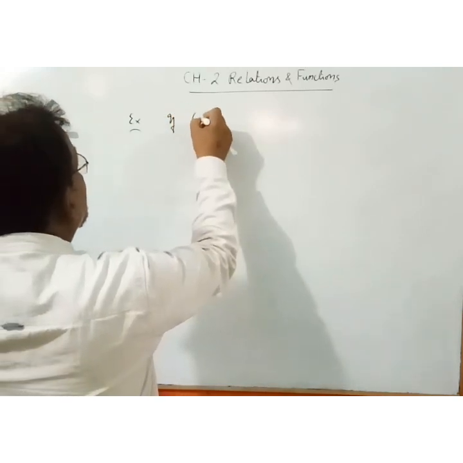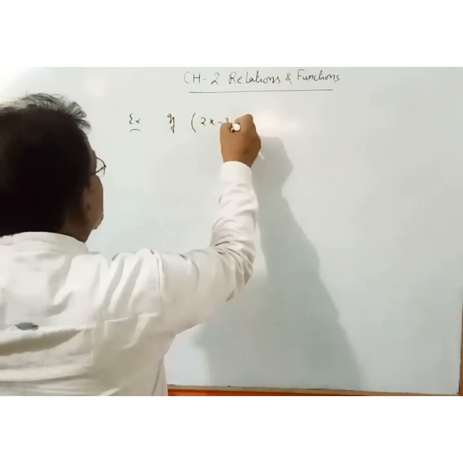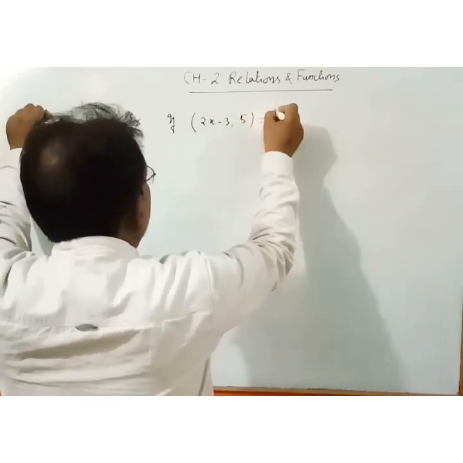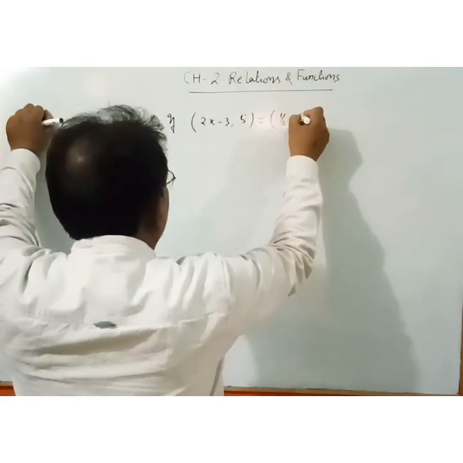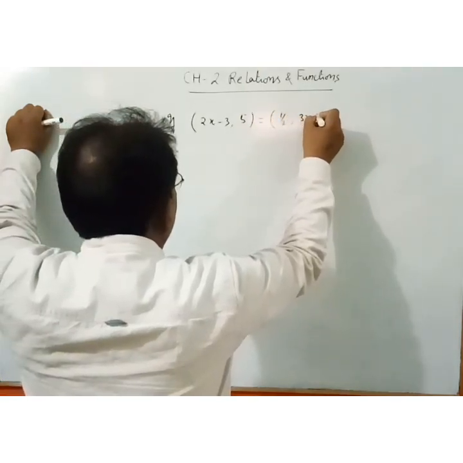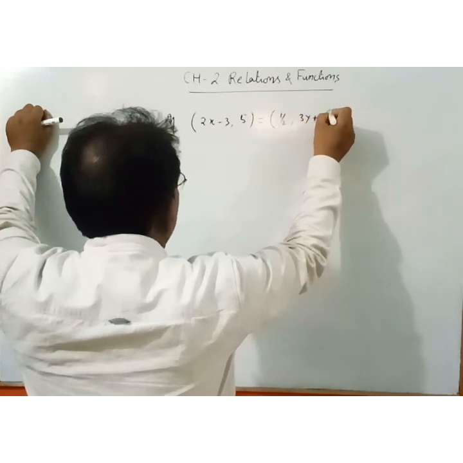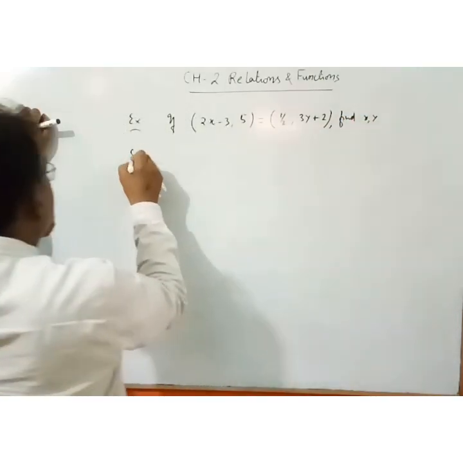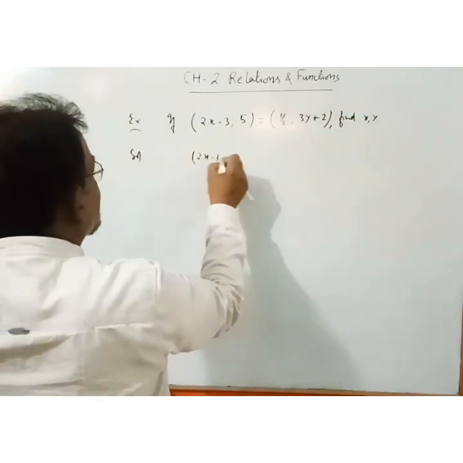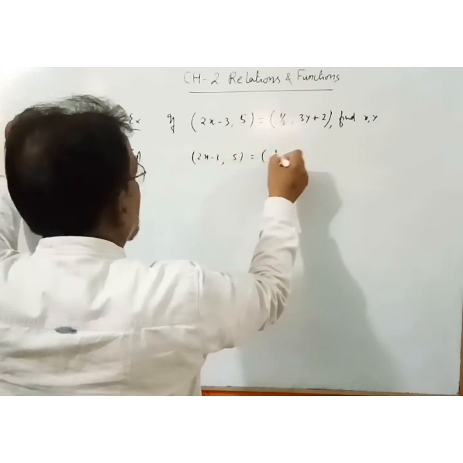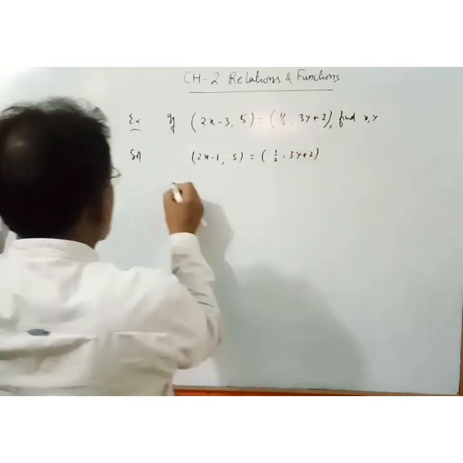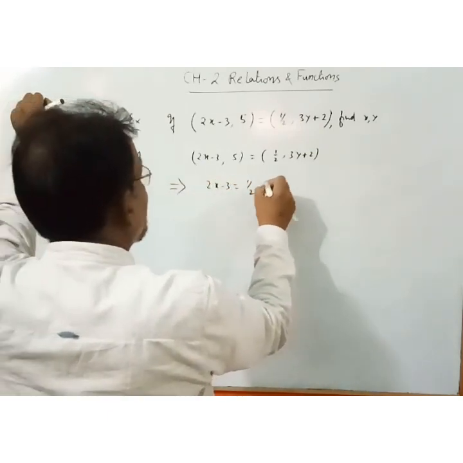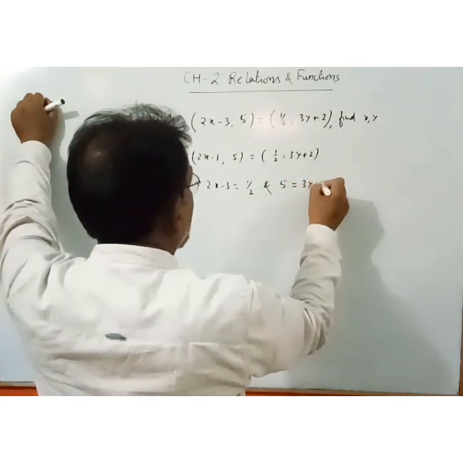If 2x minus 3 comma 5 is equal to 1 by 2 comma 3y plus 2, find xy. Solution. 2x minus 3 comma 5 is equal to half comma 3y plus 2. This implies 2x minus 3 should be equal to half and 5 should be equal to 3y plus 2.